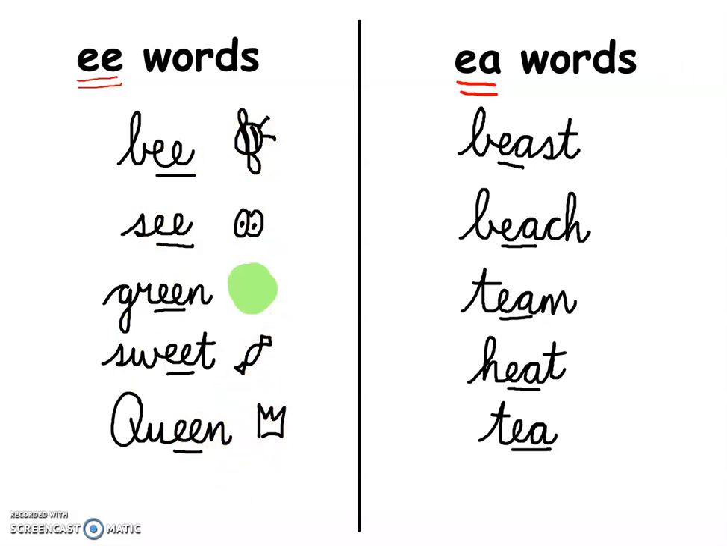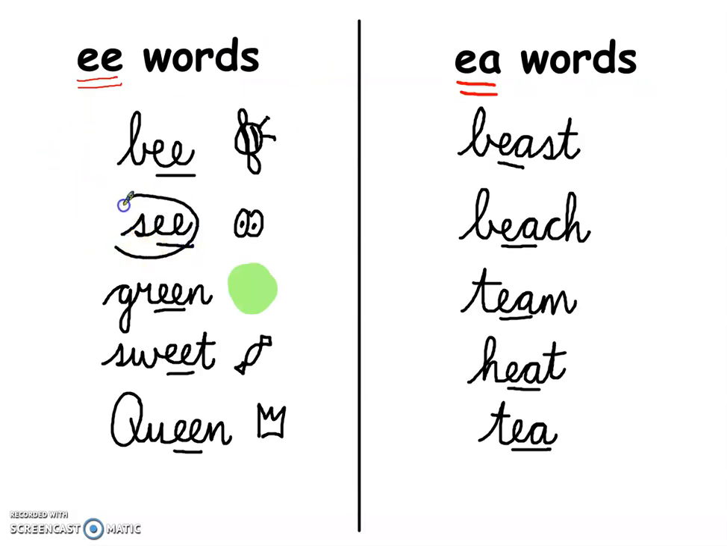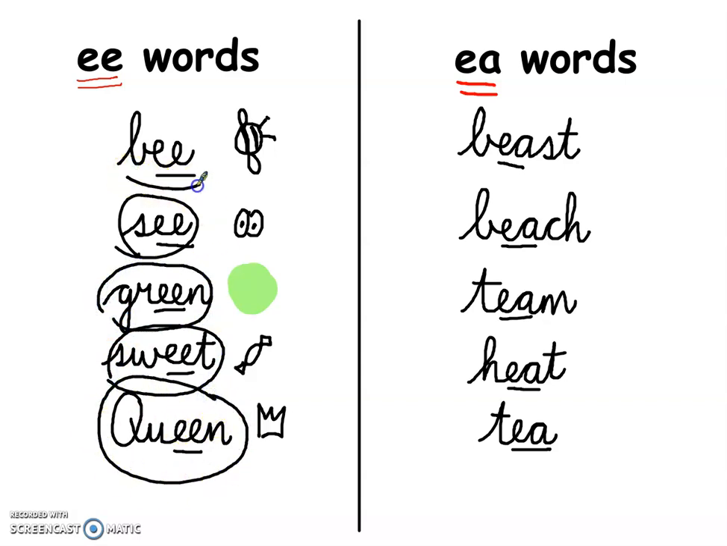So what could I write? Did you see? So I've used see. Did you see the sweet green queen bee? I could actually use them all.